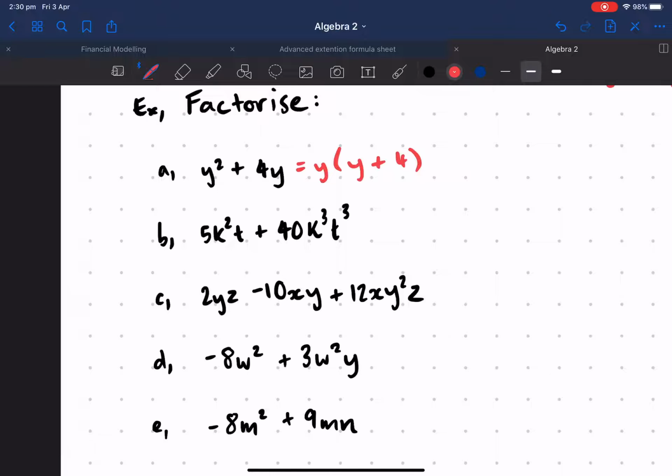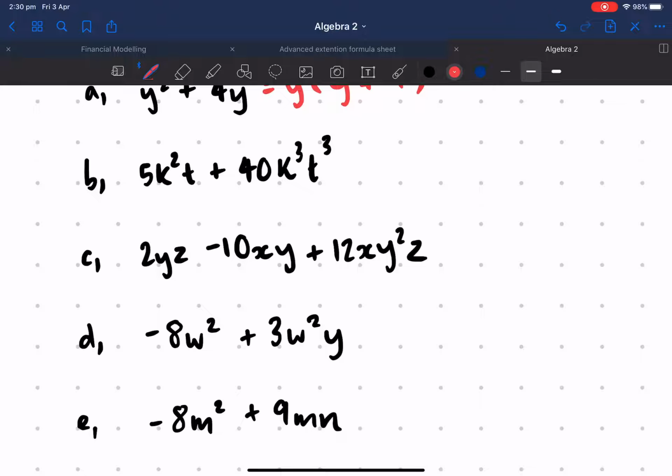Okay, so for B, I'm looking at it, I'm saying what's the biggest number that goes into 5 and 40. 5 is a prime number, meaning that there's no other number besides 5 and 1 that go into it. So 5 must be my biggest number because it also goes into 40. And then I'm looking at letters, pronumerals, algebra, that are in both. I can see that I've got k squared here, and I've got k cubed here. So I can at least pull k squared out the front, and then I can at least pull 1t out the front as well.